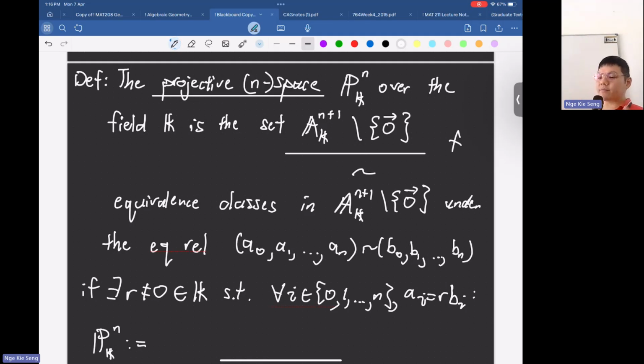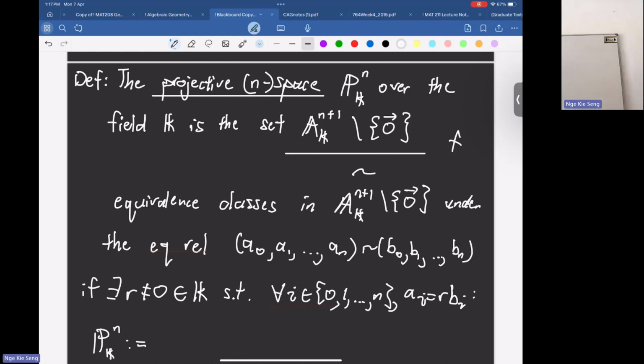So what is projective n space? You look at n plus 1 affine space, you throw away the origin, and then you impose an equivalence relation. So what's the equivalence relation here? What does it mean that there exists an r such that Ai equals r Bi? When is this true? When they stay on the same line. As long as there exists an r, then you can identify them together. Actually, you identify the line.